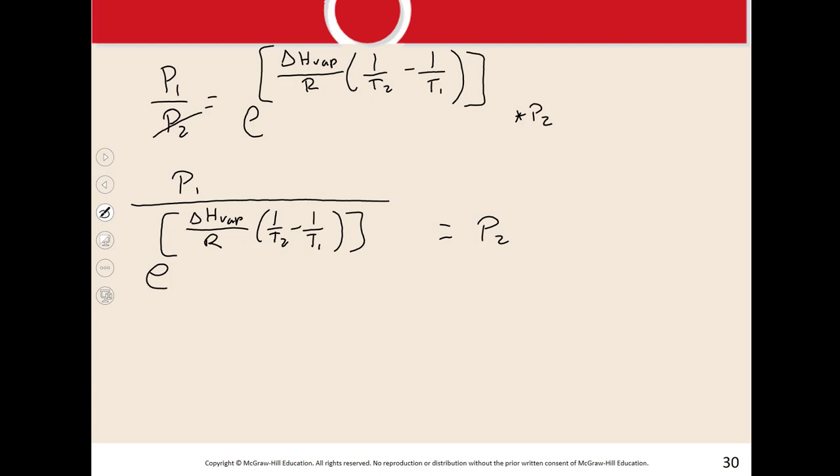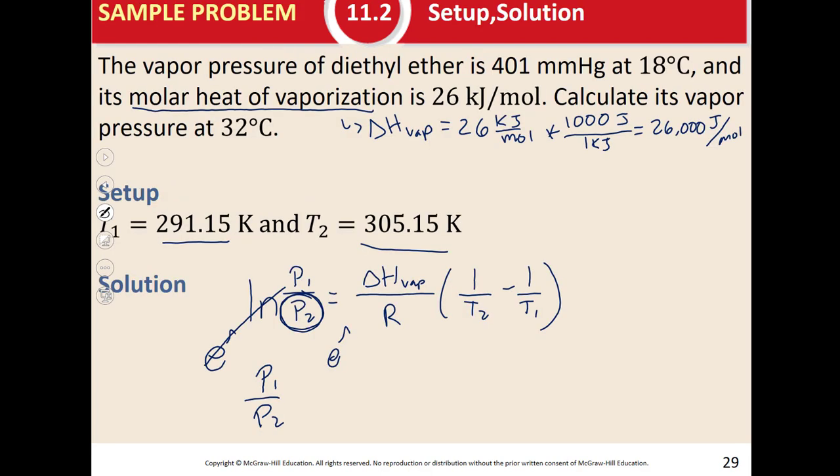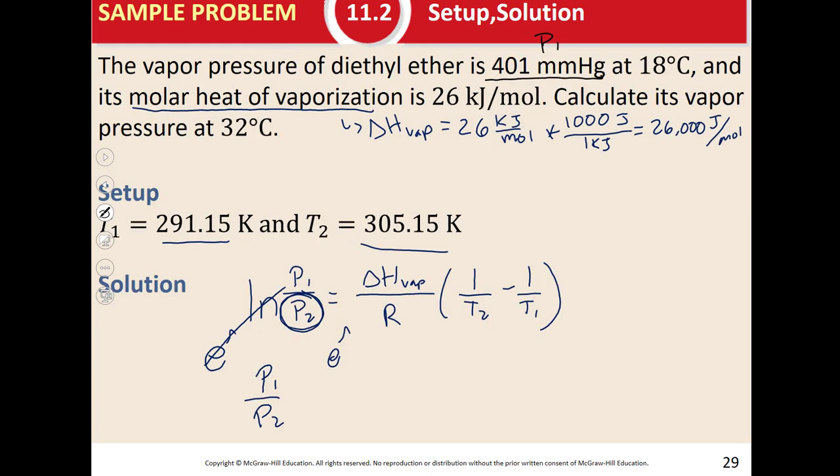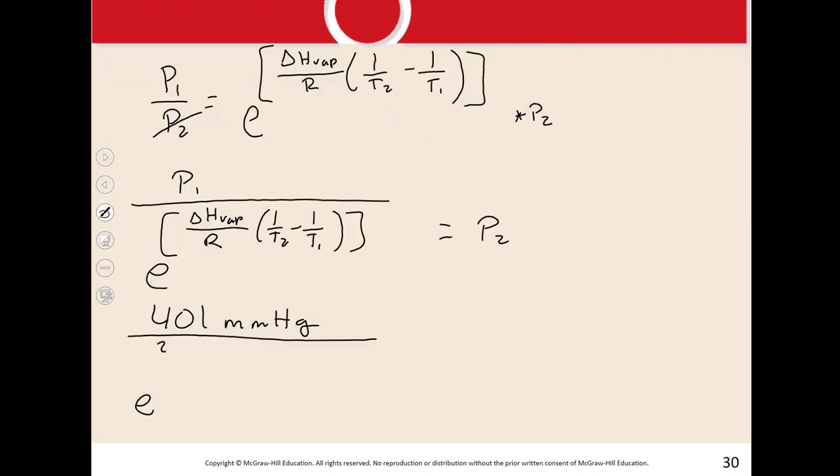So pulling numbers from the problem, what was my initial pressure? P1. 401, good. So that's P1, millimeters of mercury. So P1, 401 millimeters of mercury, times e to the delta H vaporization, which we converted to joules, so that's now 26,000 joules.